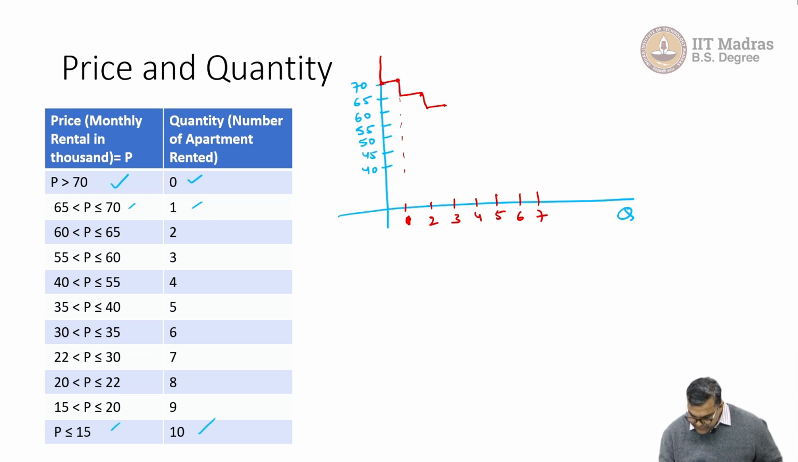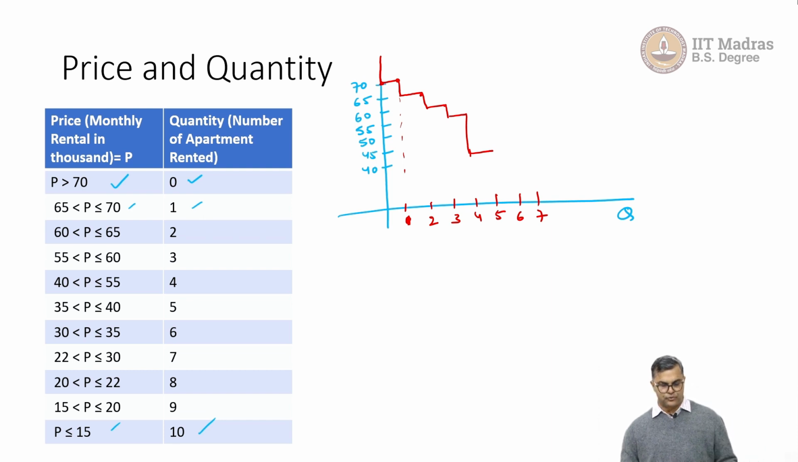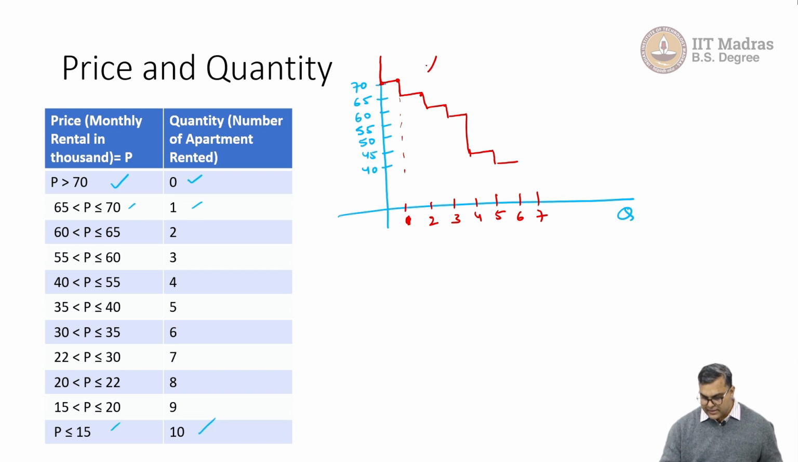At 55, we are going to have 4, and now we have to come down to 40, and here we will have 5 and so on. These are numbers that I have used; you have to check the numbers. So this is exactly the graph that we get, and this is something called a demand function or a demand graph.